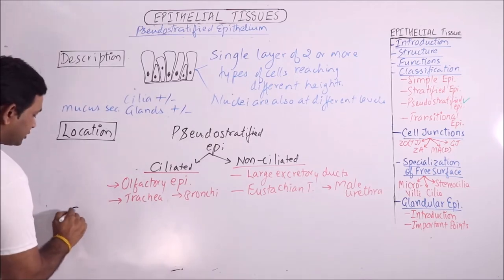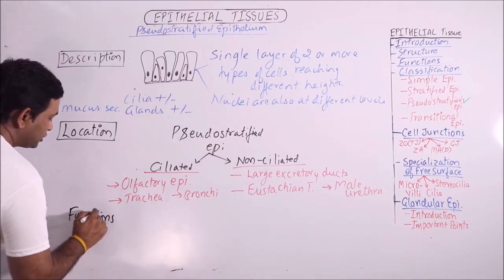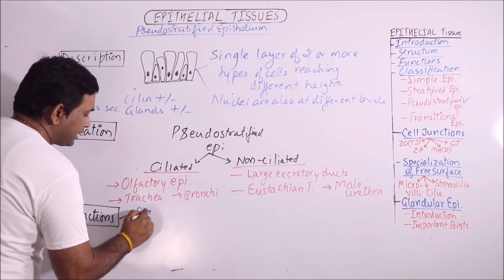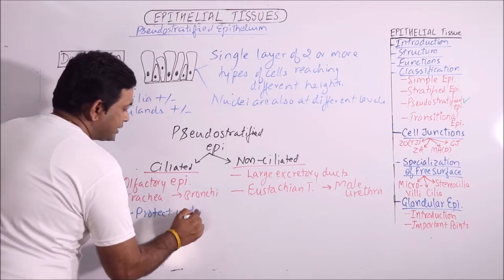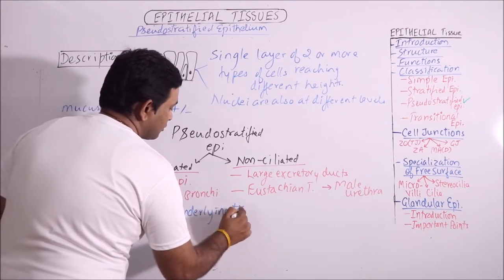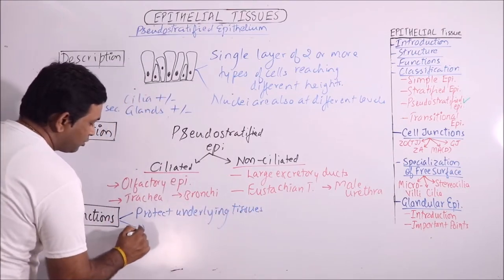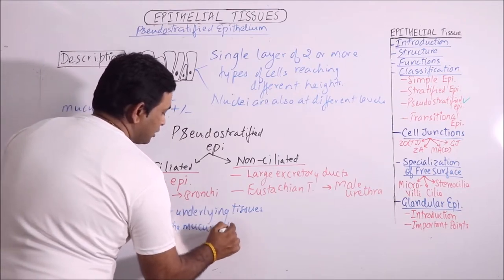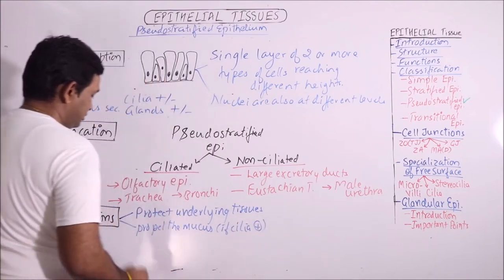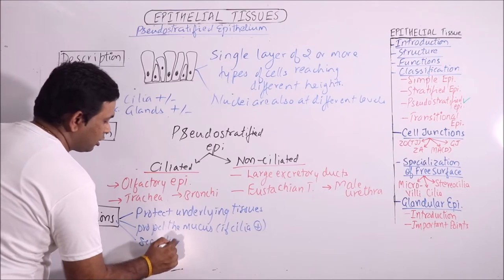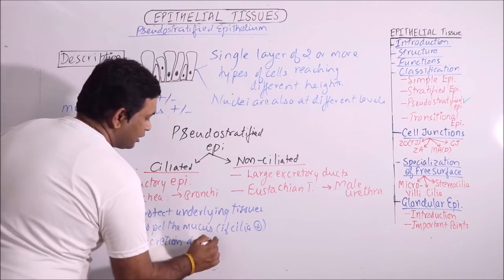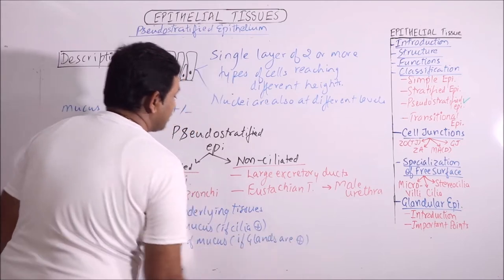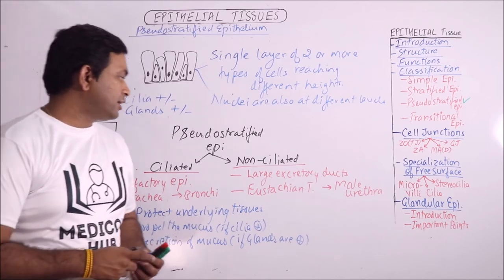Now what are the functions? Functions of such epithelia are to protect underlying tissues, propel the mucus in a particular direction if cilia are present, and secretion of mucus if glands are present. So this is all about the pseudostratified epithelia.